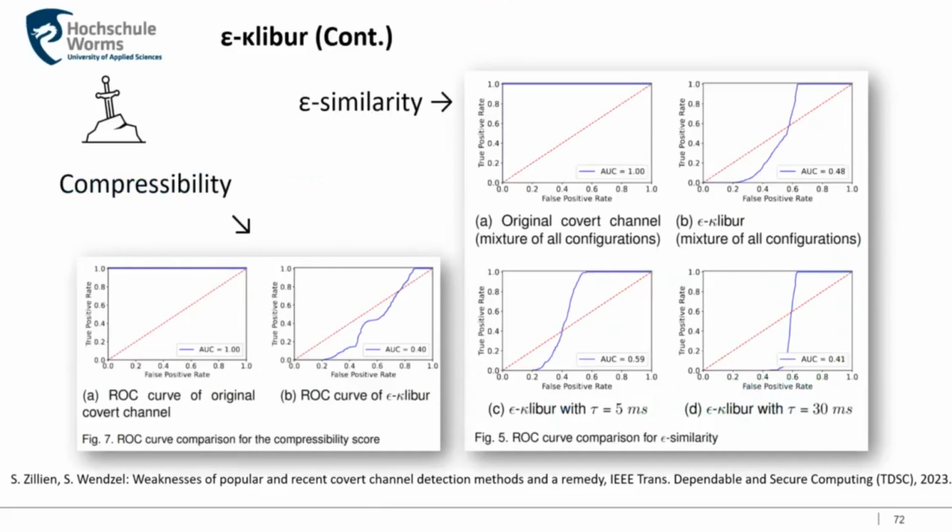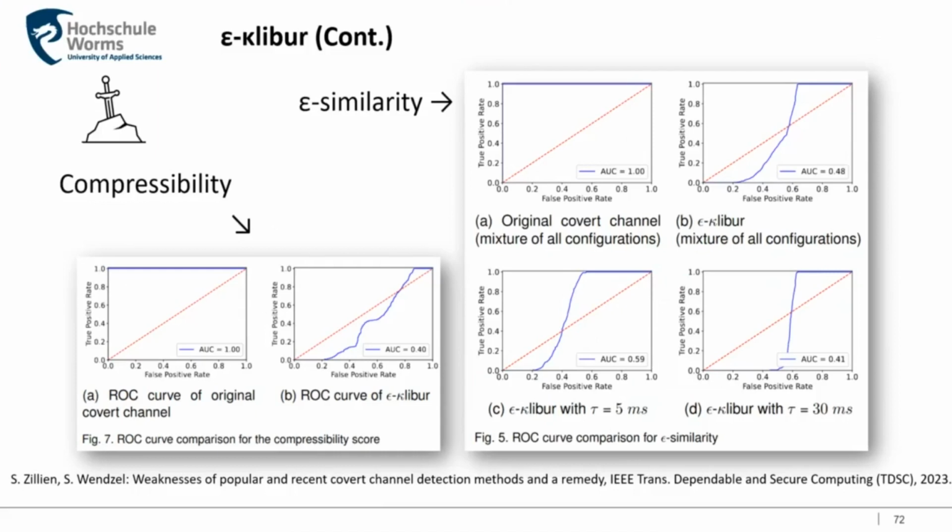So the epsilon similarity score usually for most covert channels has really good detection results. So we have an AUC of 1. Of course, we used lots of different parameters here. This is just a summary over all configurations that we used. And with epsilon Kapalibor, the AUC goes down to almost 0.5. And also, depending on the interpacket gaps, which is this tau value here, it doesn't change too much to the good, and for the compressibility score as well. I mean, the average AUC goes pretty much down.